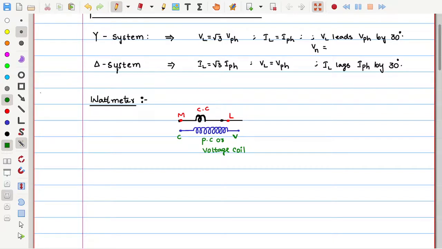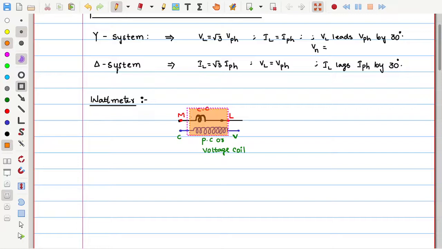Okay. Now let me put these things inside a box, something like this. If I place all these things inside a box, what can we see externally? These things are internally there, which we could not see: the current coil and the pressure coil or voltage coil.